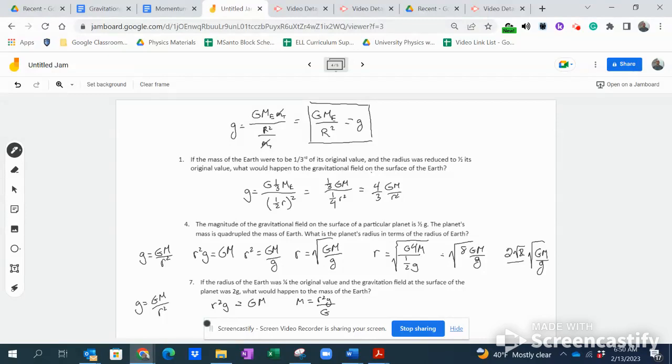And then when we look at this, we have twice the gravitational field and 1/4 the radius of the Earth. So this is going to be 1/16 r squared times 2g over capital G, or 1/8 r squared g over G. All right, and there you have your answer.